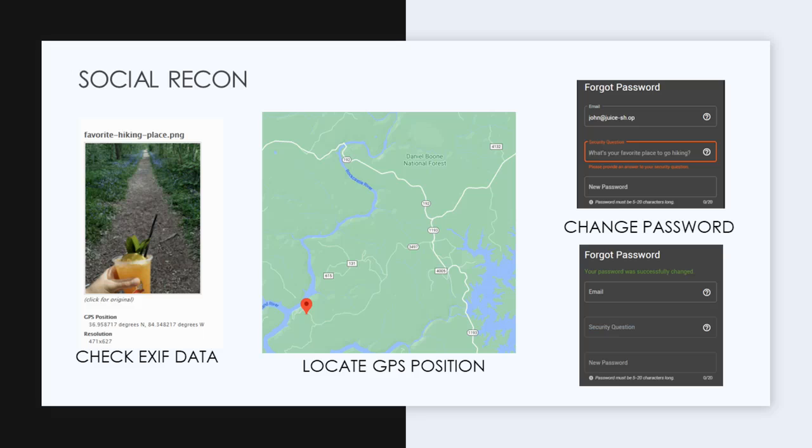Social recon. A user named Johnny uploaded a picture onto the photo vault. The EXIF data from the picture shows the GPS coordinates of 36 degrees north, 84 degrees west. This pinpoints to a hiking trail in the Daniel Boone National Forest. When we go to change the password for this user, the security question prompted is the hiking area and we know the answer to the prompt, thus allowing us to successfully change the password.